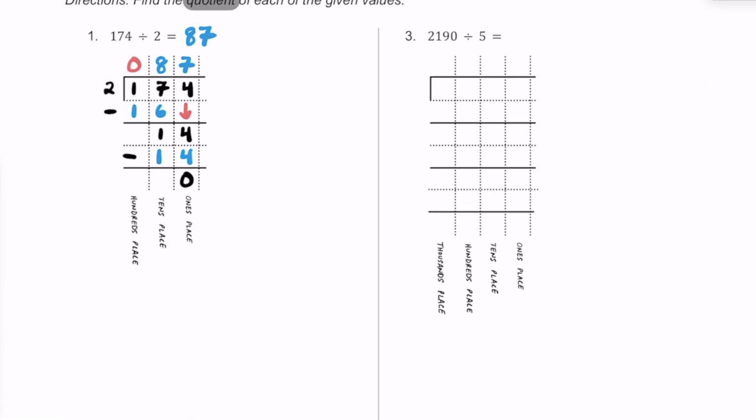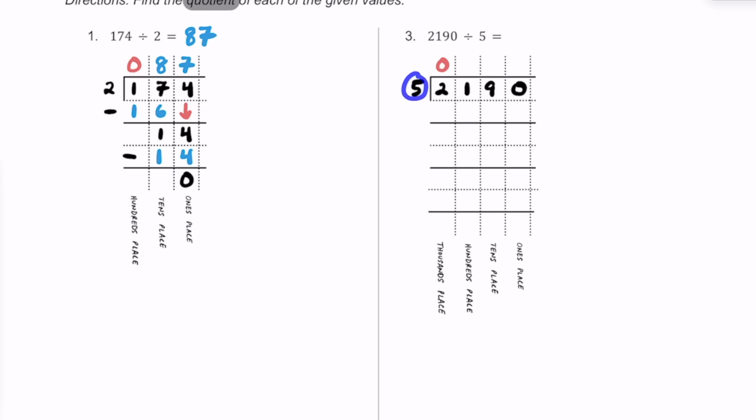In number 3, we have 2,190 divided by 5. So this 2190 is going to be our dividend. Let's put that inside the house here, 2190. Let's divide that by 5. Now 5 is going to be our divisor. So let's see how many times 5 fits into this big number. Now, how many times does 5 fit into 2? Well, it's bigger than it, so not a whole number of times. Let's put a 0 here.